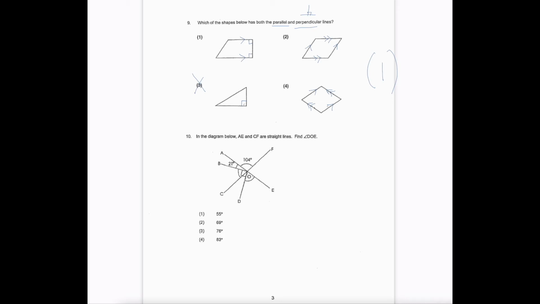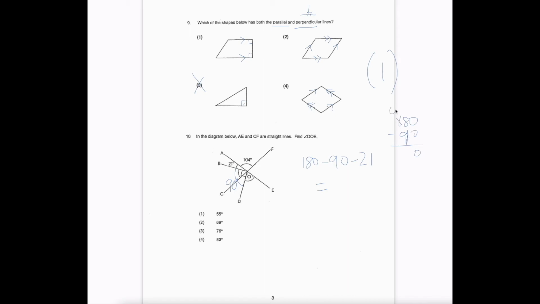In the diagram below, AE and CF are straight lines. So straight lines means that they can add up to 180 degrees. They want to find DOE. They already put DOE here for me. So how to find? Do you realize there's a right angle here? So this angle is actually 90 degrees. So in order to find DOE, I just need to take 180 minus 90, which is this one, and minus away 21. Okay? So 180 minus 90, we have to do working because this is MCQ, right? So we try and follow.